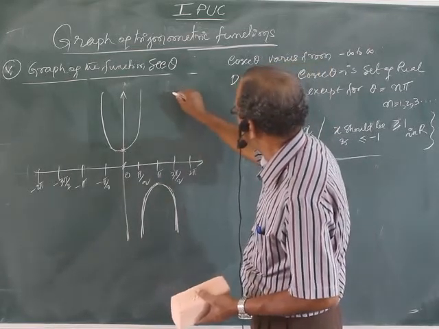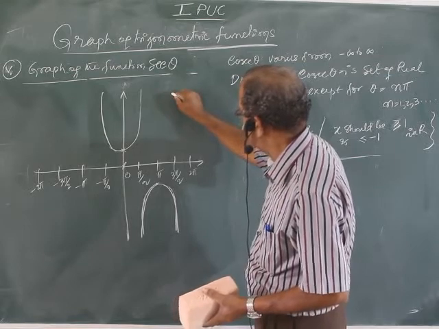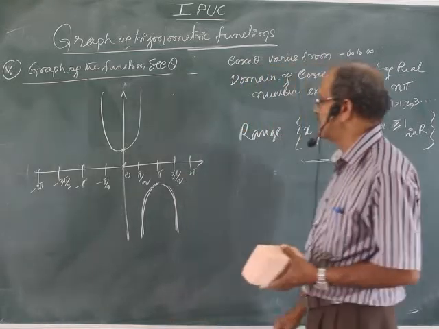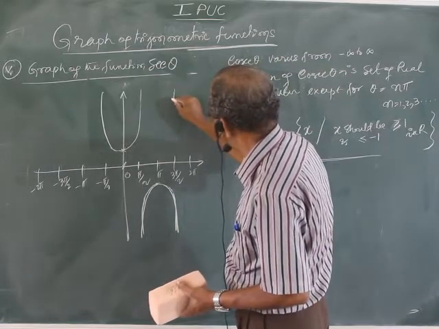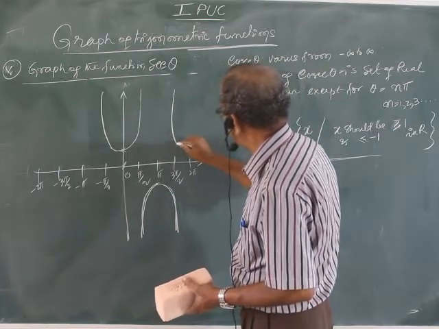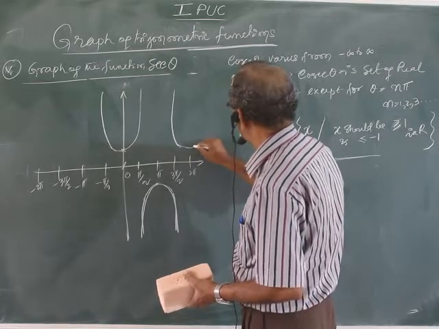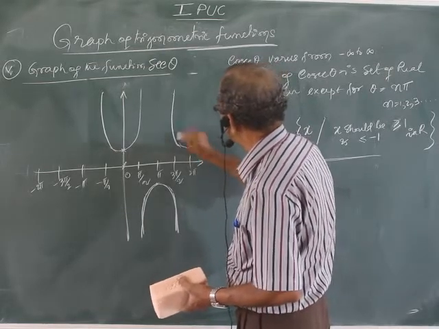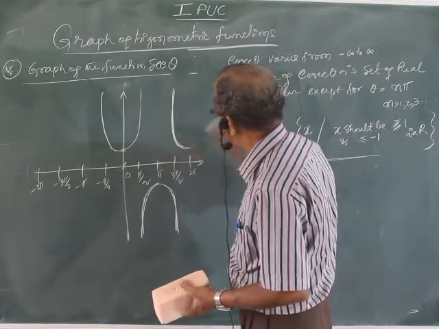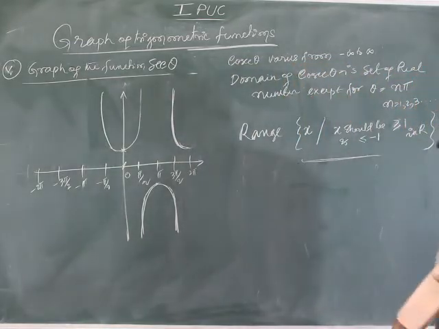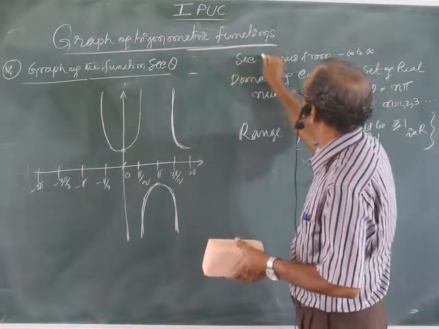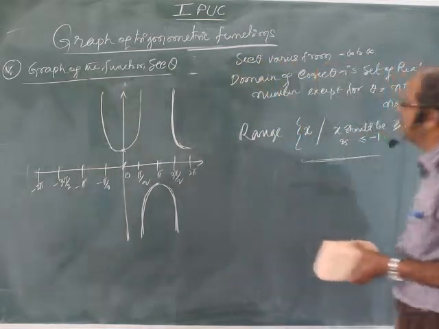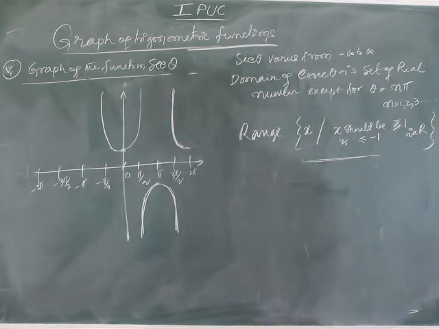At 3 pi by 2 again secant comes here. Secant 3 pi by 2 onwards, in the fourth quadrant it is once again positive. Secant 361. Anyway, the function continues like this. Graph of the function. Right? Secant theta varies from minus infinity to infinity. That one is also the same.